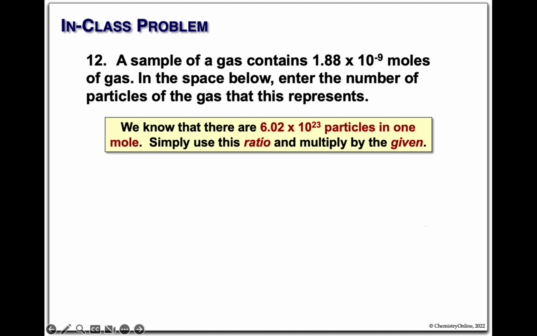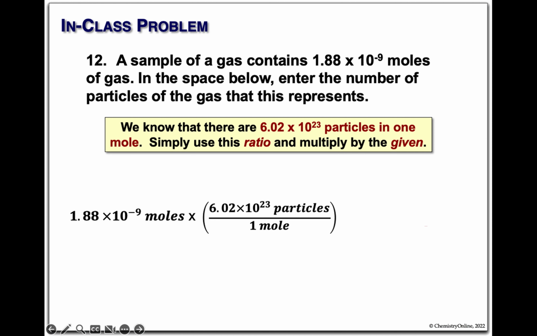All we have to do is use this as our ratio. This is our given. We want particles per mole, that way our moles cancel. Then you take your friendly calculator, multiply 1.88 times 10 to the minus 9 by 6 times 10 to the 23rd. You should get 1.13 times 10 to the 15.